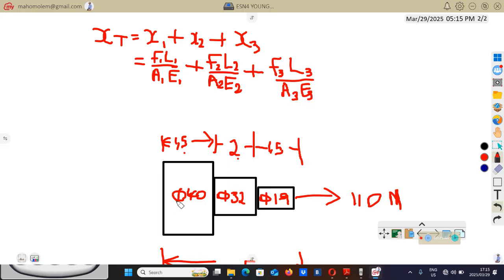Right. So the force that we are going to use here is going to be 110. So remember we said that in series force is common, meaning that F1 is 110, F2 is 110, F3 is 110. So we'll replace all these forces by this much. L1 is, let's say this one is number 1, this one is number 2, this one is number 3. So L1 is the length of this portion number 1, which is from here to there. So L1 is 1.5. You replace that L1 by 1.5.